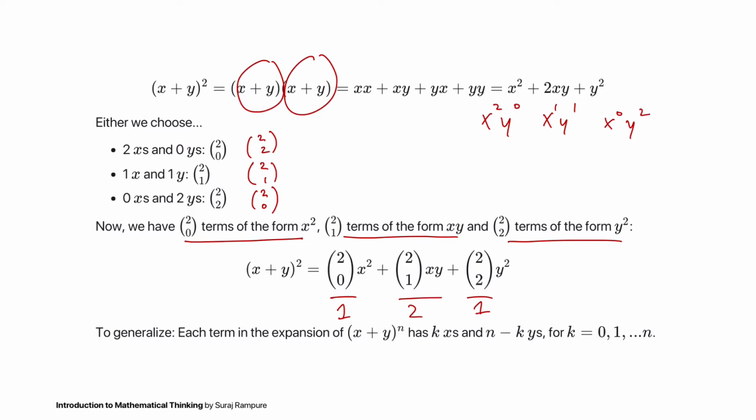Right? So each term will always be the product of two items. Or in the general case, each term will be the product of n items. And it's just a matter of how many different ways can we choose k x's and n minus k y's. Is this clear? Any issues with this?